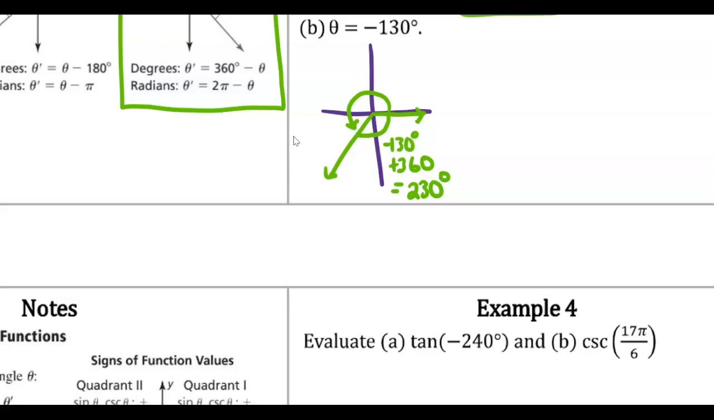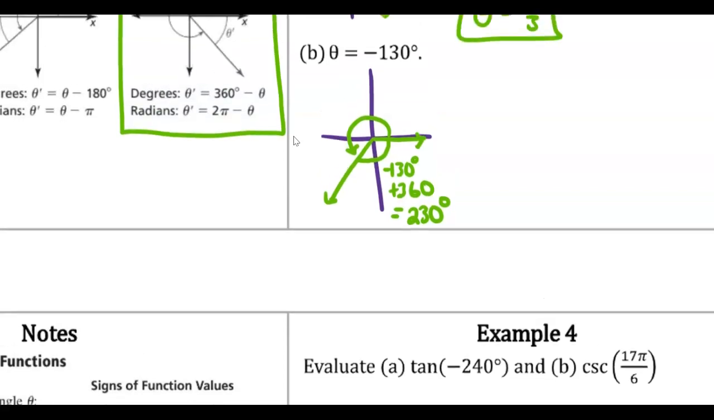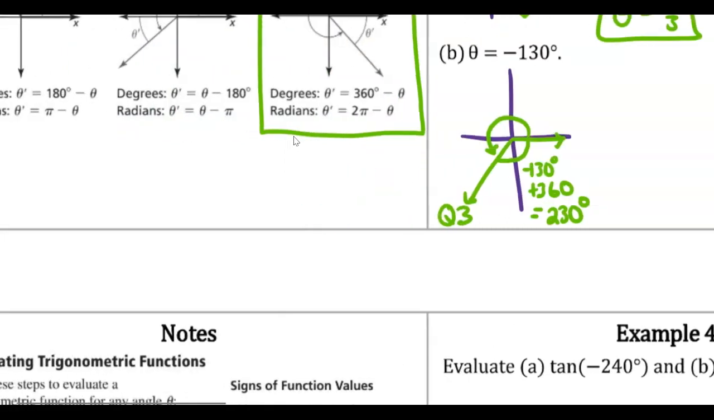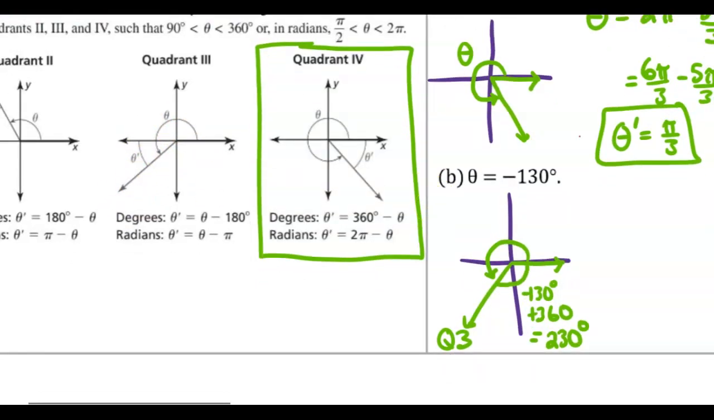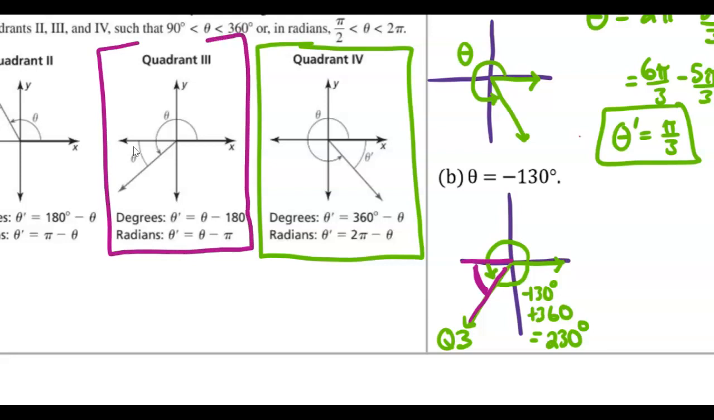Remember, we did that in a previous section where we added and subtracted 360 as many times as we want. Okay, that ends up in quadrant 3. So we go look at our quadrant 3 rules, and it says your angle is from this terminal side back to the x-axis. So when we're talking about which one our reference angle is, it's right here, from the terminal side back to the x-axis. So the formula for quadrant 3 says if you're in degrees, take your angle minus 180.